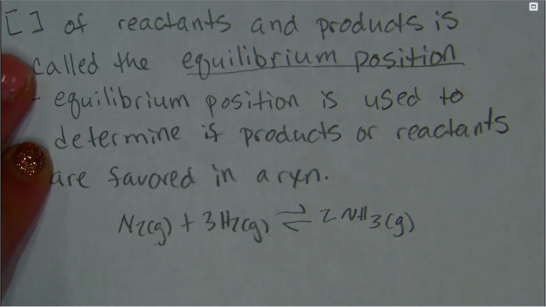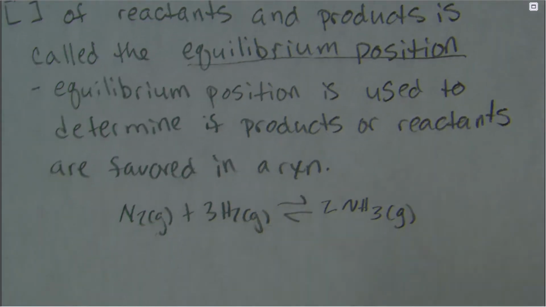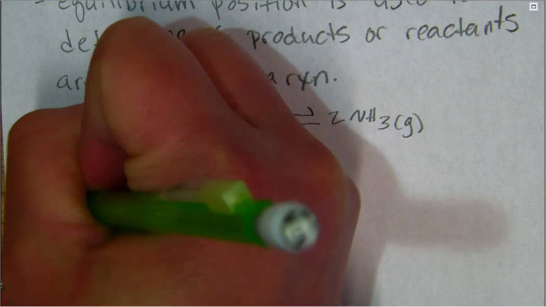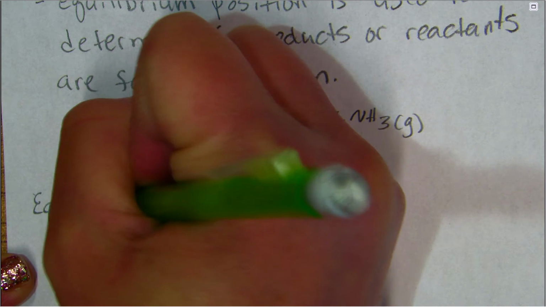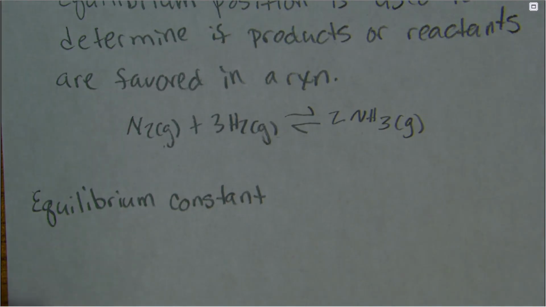Now we can calculate our equilibrium constant, and we can use this to determine whether reactants or products are favored. We look at that equilibrium position, and we call this the equilibrium constant. And this is going to be used to determine whether we favor reactants or products.